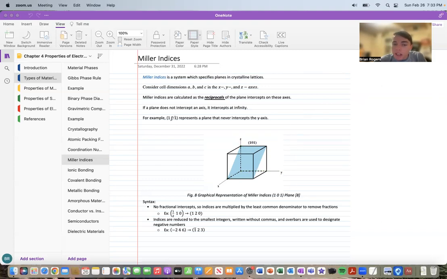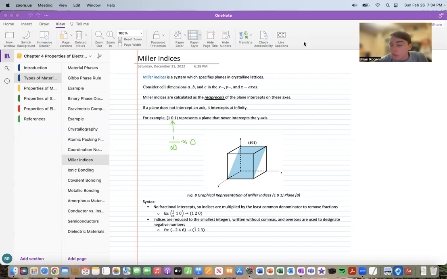So when we write it, you're going to notice we wrote a 0 here, but it never intercepted. Remember, in the Miller indices, these are the reciprocals. So 1 over infinity is 0, because it's 1 over a super large number. So it's approximately 0.